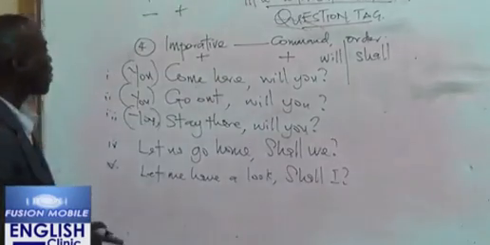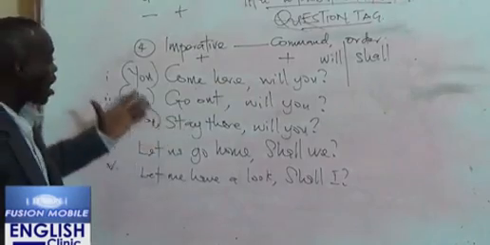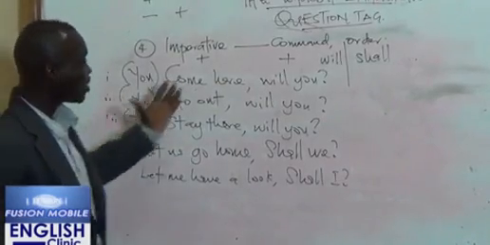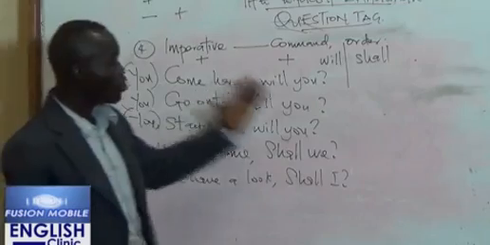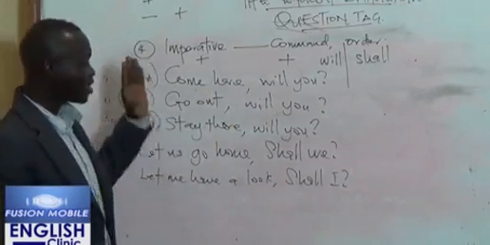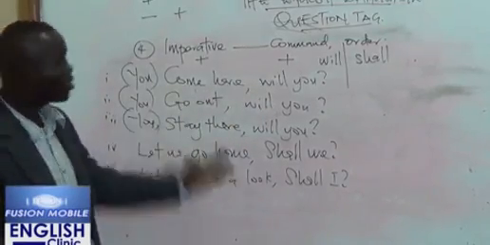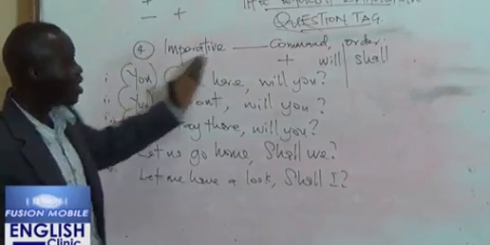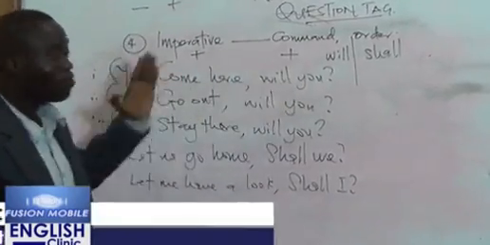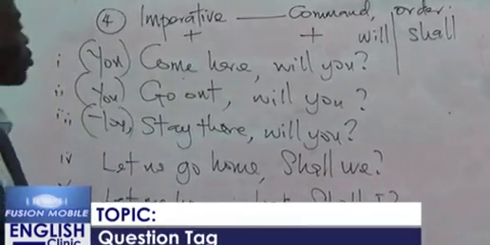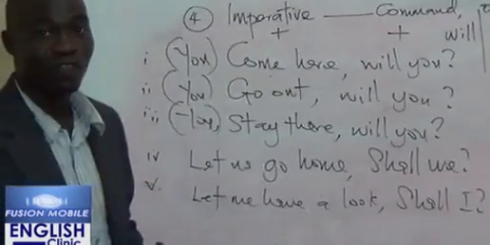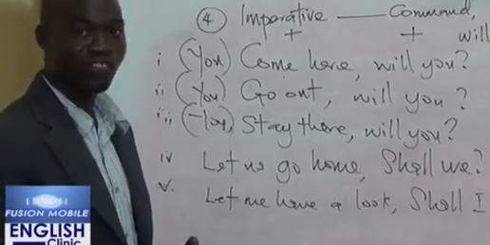So, whenever you have an imperative, that is a statement that expresses a command, it can be made into less of a command and more of a request by adding a positive tag in the future tense. Both the statement and the tag are positive. So this concludes our discussion of the fourth rule of question tag. We now go straight to the fifth rule.